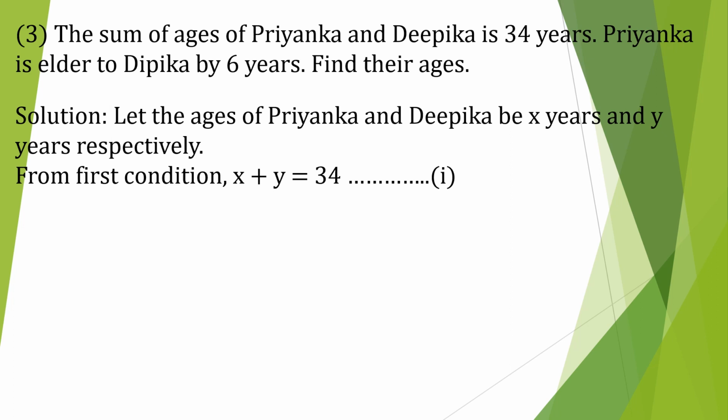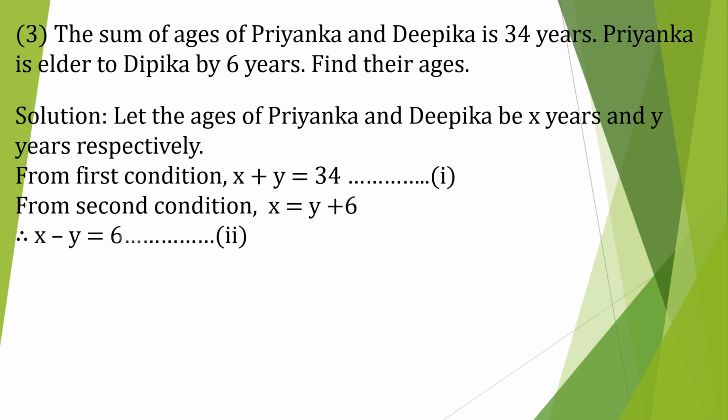Now what is given in the second condition? Priyanka is elder to Deepika by 6 years. So you have to frame the second equation. From the second condition, you'll write x equal to y plus 6, because it is said Priyanka is elder. Priyanka we have given the variable x. So x equal to elder to Deepika by 6, so y plus 6. So we'll arrange this. Therefore x minus y equal to 6. It is equation number 2.